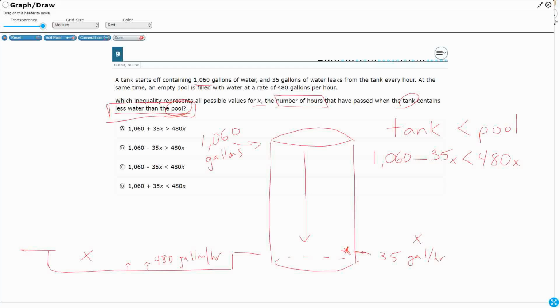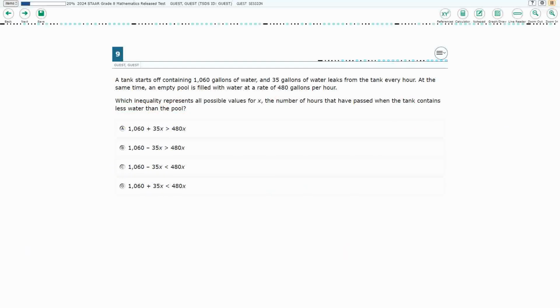Let's take a look at our answer choices. This one is wrong in two different ways, because the 35x is increasing rather than decreasing, and it's greater than. This looks good because we're decreasing 35, but it wants us to be greater. Here we go. We're decreasing 35x, and we want it to be less. This is less, but it's increasing, and we want it to decrease. So our answer here is going to be C.